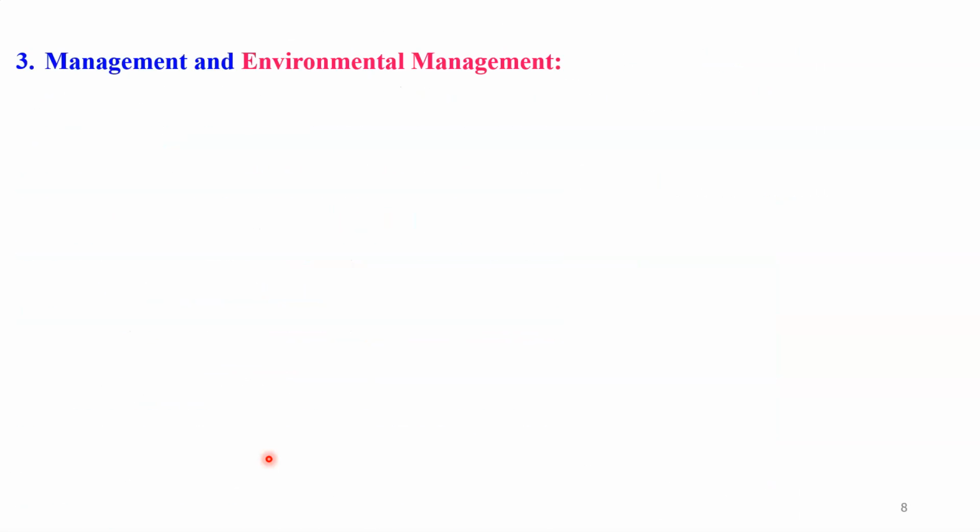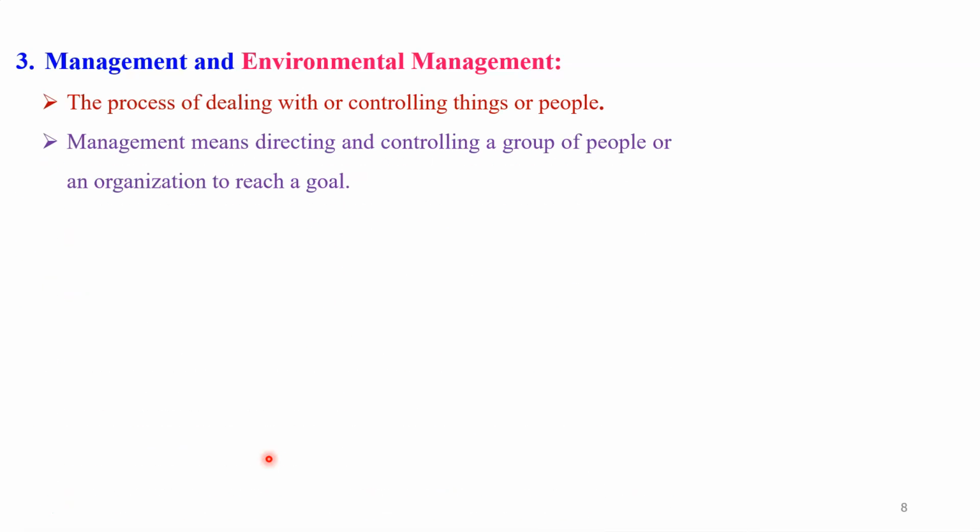So let us talk about the last concept, that is management and environmental management. See, dear students, the process of dealing with or controlling things or people is known as management. In a broad sense, management means directing and controlling a group of people or an organization to reach a goal. This is very important. Suppose we want to achieve a goal, and for that purpose we have to do something, but there should be some direction and some control on the group. It may be a group of people or a group of workers, whatever it is. So in management, we give some guidelines and we also control that group while they are working to achieve the goal. Because if you do not control them, something negative might happen.